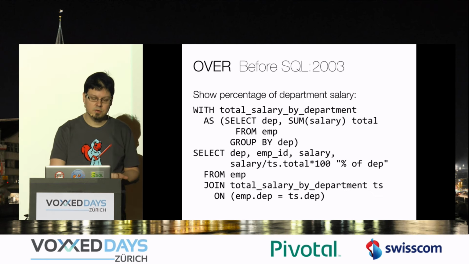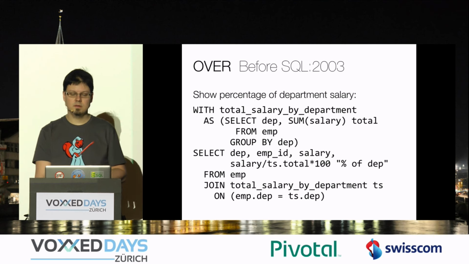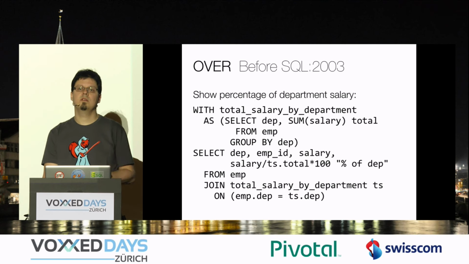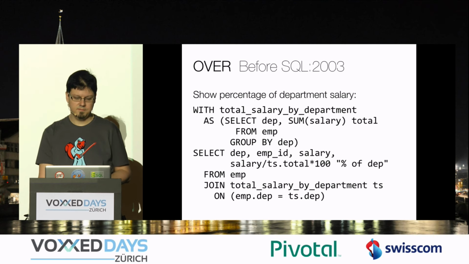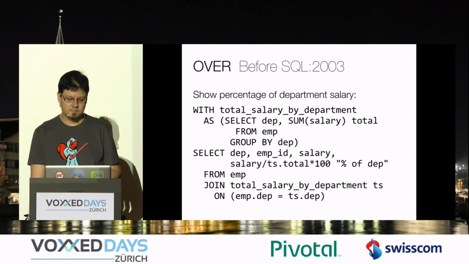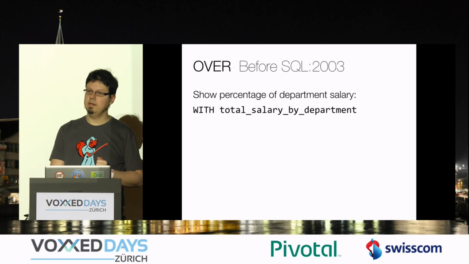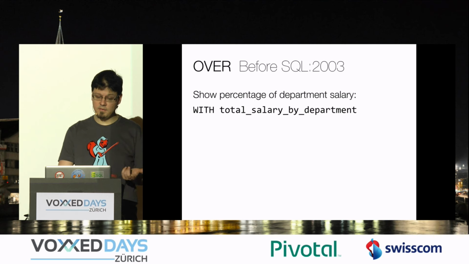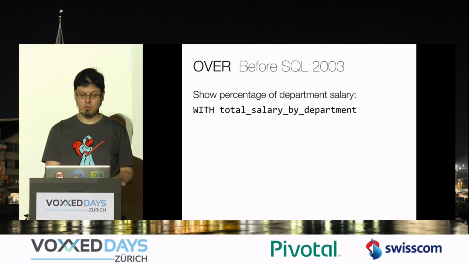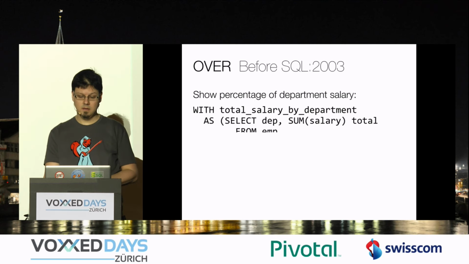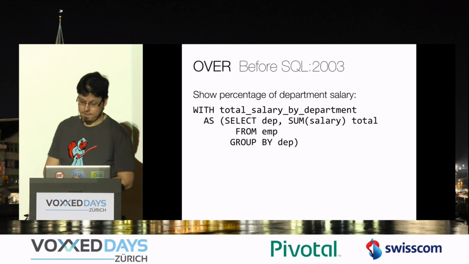But before I show you the OVER clause, I'll show you the example and how you would solve it without the OVER clause. In this example, I'm already using the WITH clause to show you this top-down way to read a query. I'm defining a statement-scoped view called total salary by department. And then there is the query.